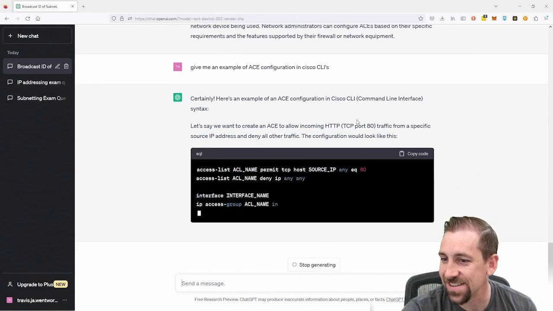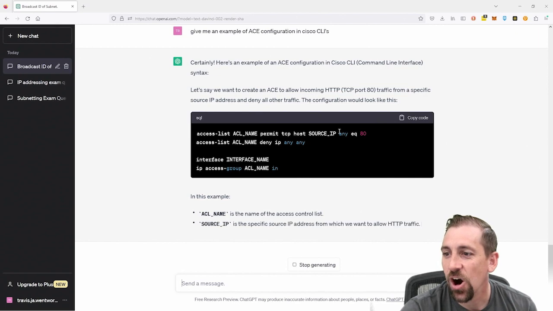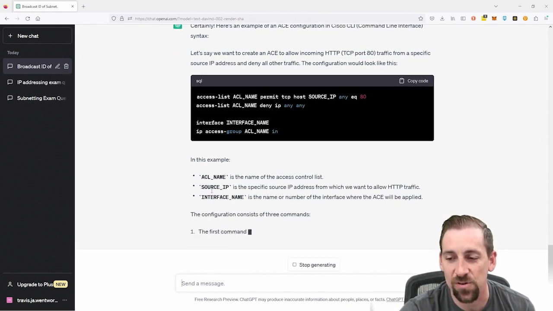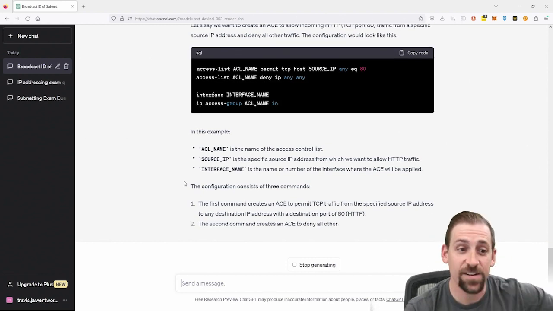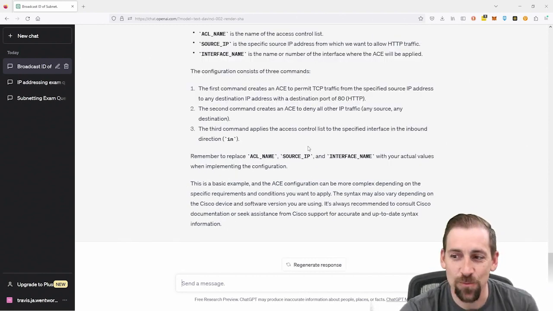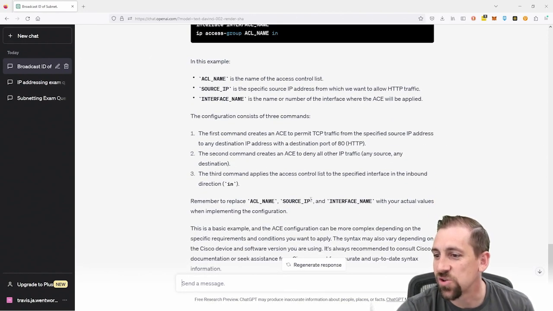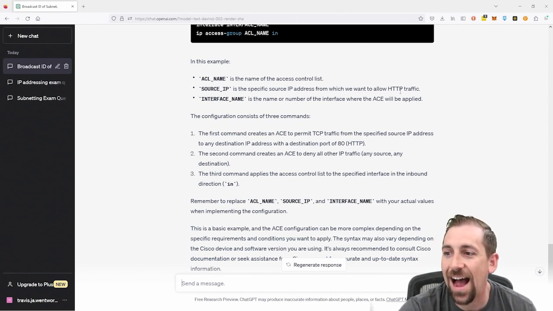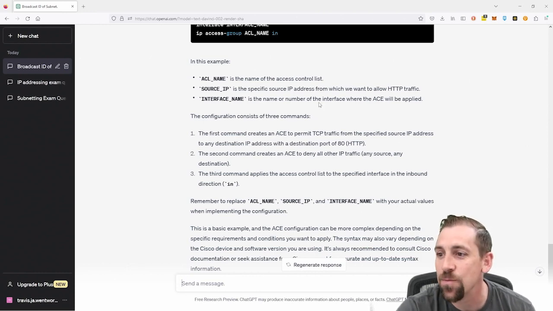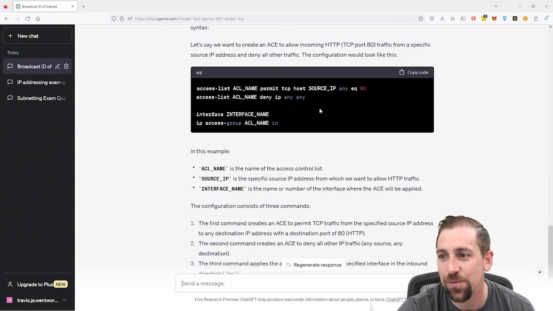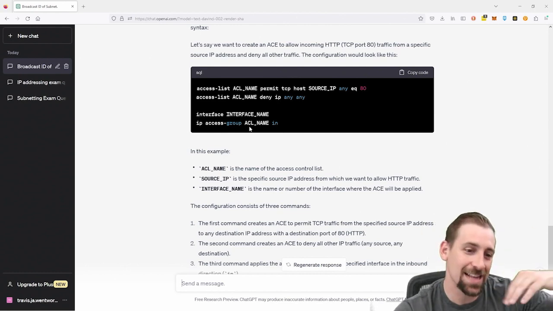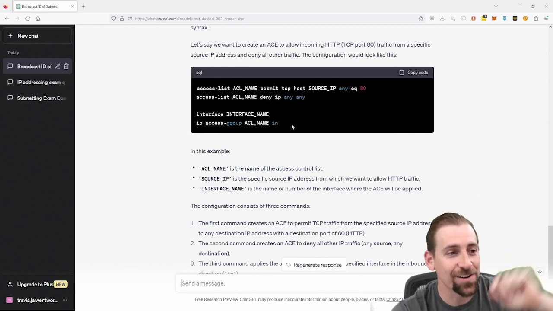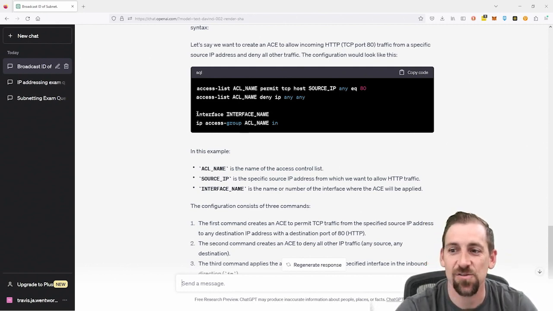So we name the access control list, access list, name, permit TCP, host, and then it's defining what the source IP is, and then it's giving you examples of what these are. And then it's telling you what these definitions are in the examples. Remember to replace ACL name with the name of the access control list, source IP, and interface name with your actual values. Source IP is a specific source IP address from which we want to allow HTTP traffic. Interface name is the name or number of the interface where the access control entry should be applied. So interface name, IP access group, ACL name, in, right? So it should be IP access group, and then your name, no Travis, or allow Travis in. So we're filtering traffic inbound with this access control list on this interface here.